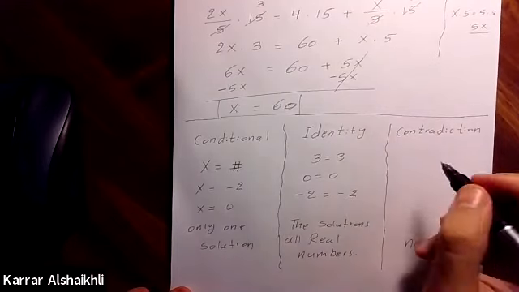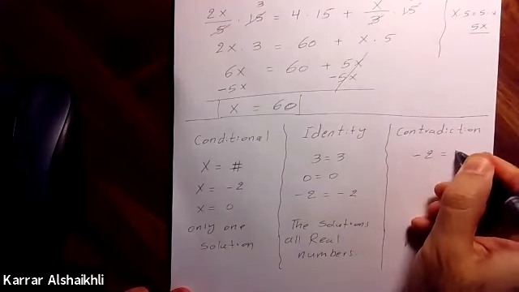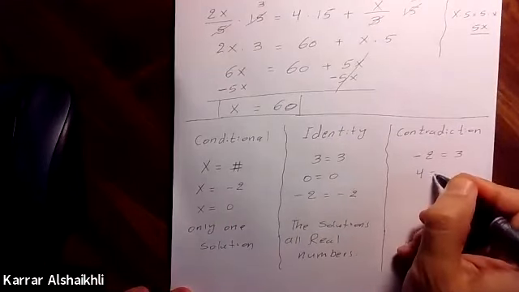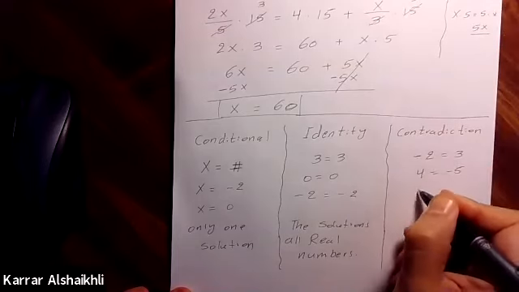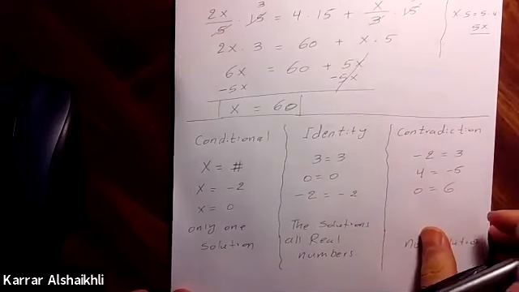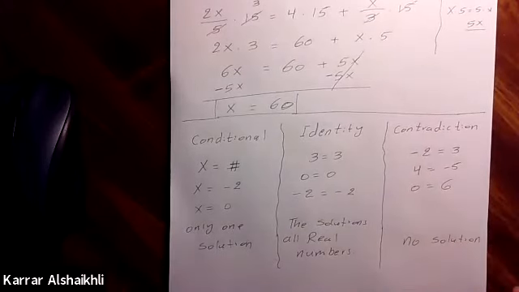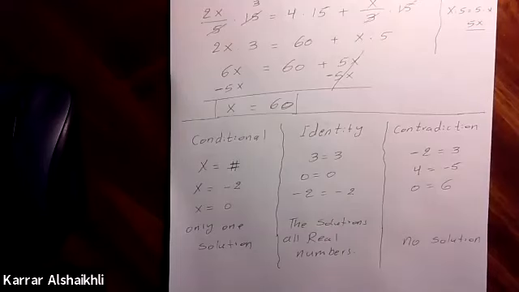How it's going to be when you have two different numbers on both sides, like -2 equals 3, 4 equals -5, 0 equals 6. Two different numbers on each side. That's why we call this one a contradiction. For the identity solution, it has to be the same number on the left and the right.